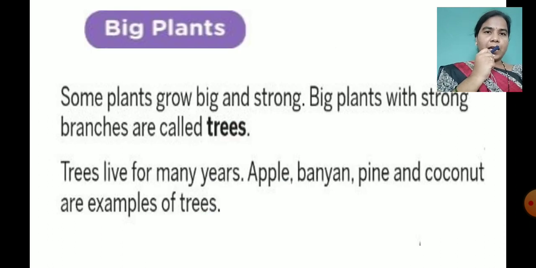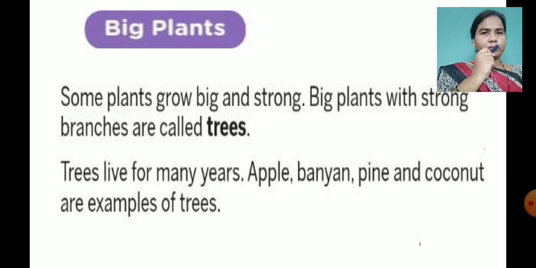Now as we are looking at types of plants, first of all we will see big plants. So try to read with me, children. Keep your finger on the first line. Some plants grow big and strong. Big plants with strong branches are called trees. Trees live for many years. Apple, banyan, pine and coconut are examples of trees.